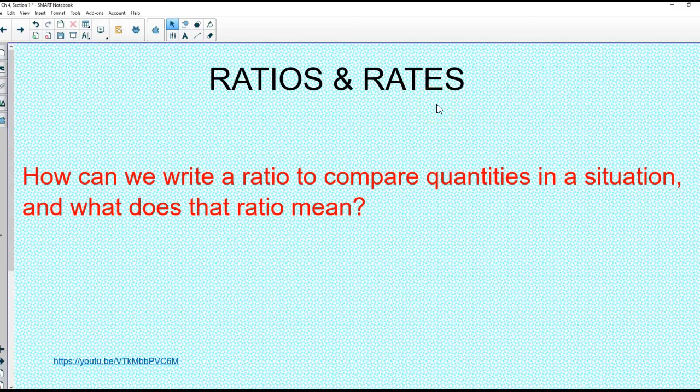Okay? And one of the big questions we want to be able to answer is written here. How can we write a ratio to compare quantities or amounts in a situation? And what does that ratio mean? Now, some of you may be familiar with the term ratios and some of you may not be. So let's start by doing a little explanation of what a ratio actually is.